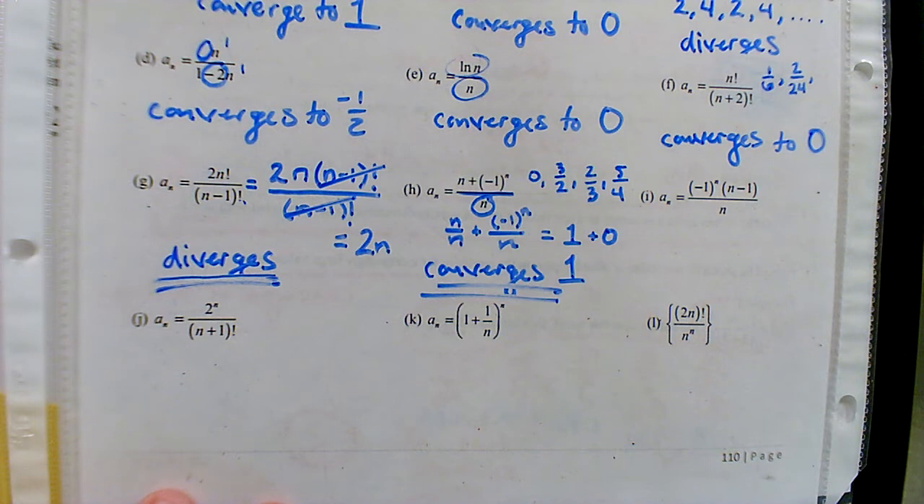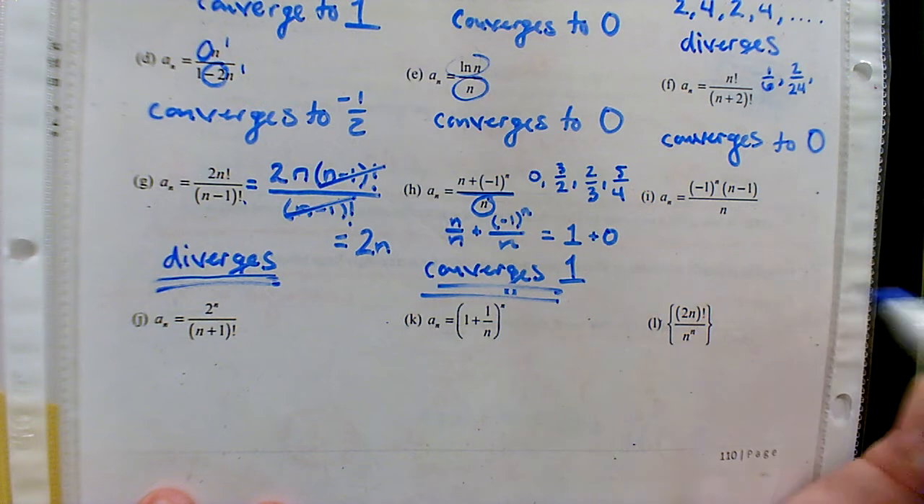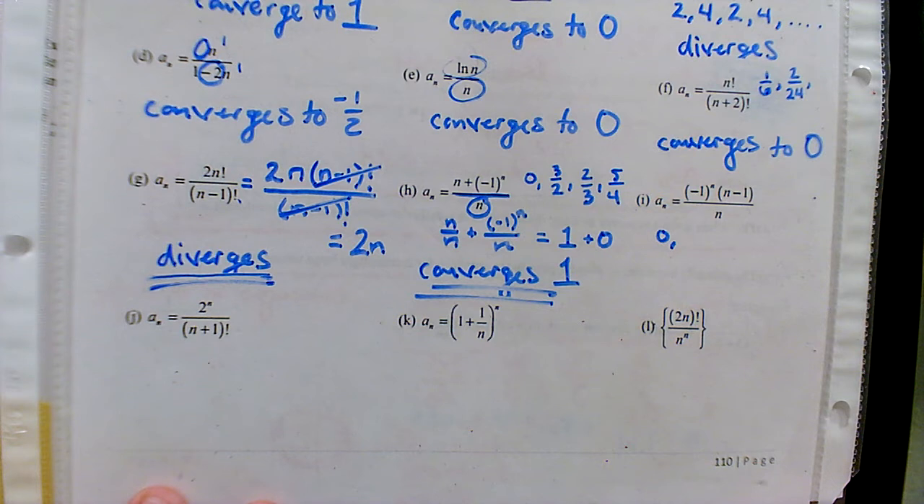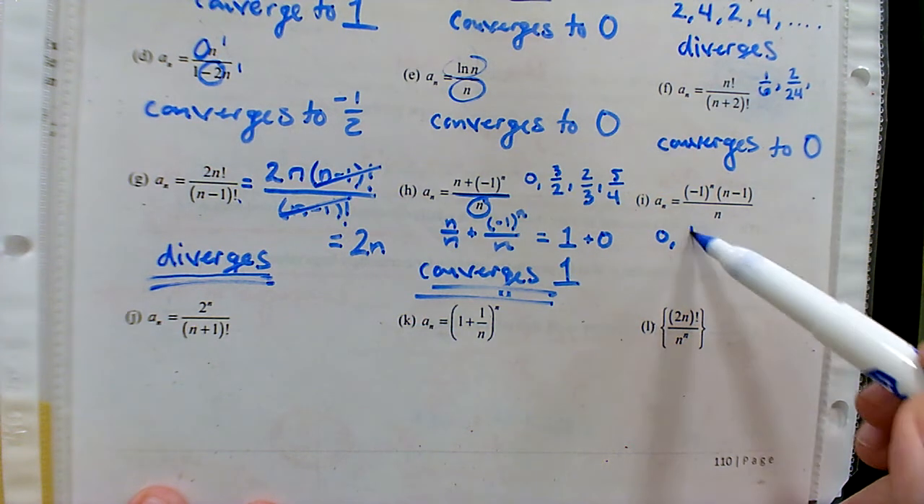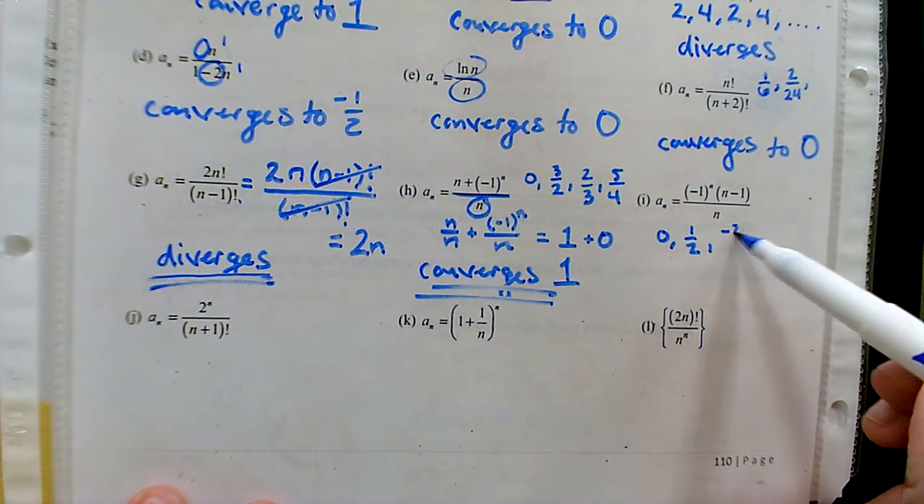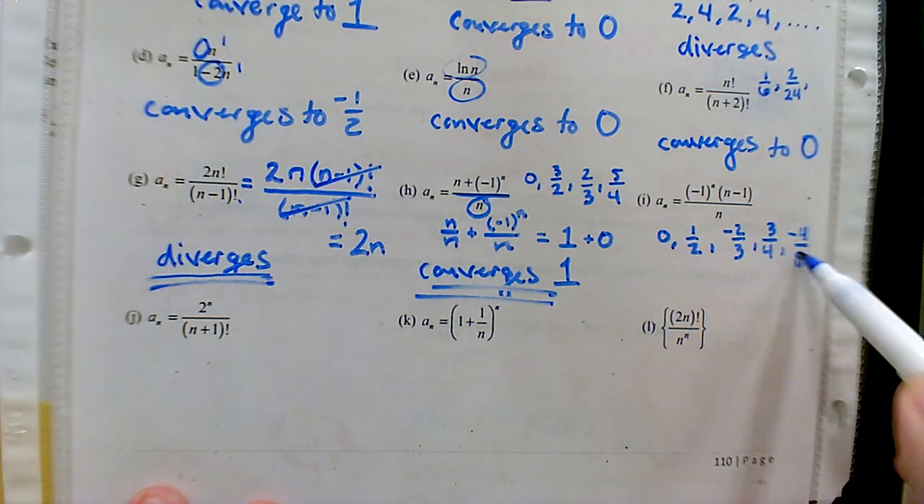Maybe write out some terms. Yeah? Does it converge to 0? Not quite. Let's see, if we plug in 1, that'd be 0. If we plug in 2, we'd have 1/2. If we plug in 3, negative 2/3. Plug in 4, 3/4. And this would be negative 4/5.